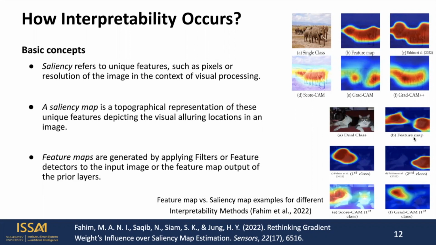Apart from saliency, there is also another notion called feature maps, which also participate in the creation of the saliency map. Feature maps are generated by applying filters or feature detectors to the input space of the image. On the right-hand side, we can see how feature maps are different from saliency maps, and also the different saliency map names for different interpretability methods.